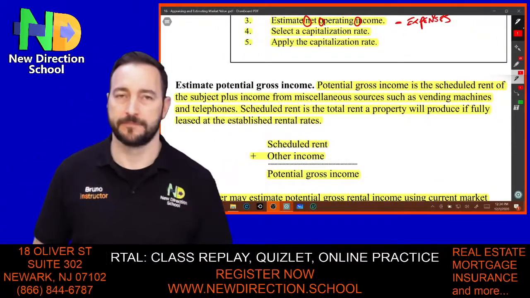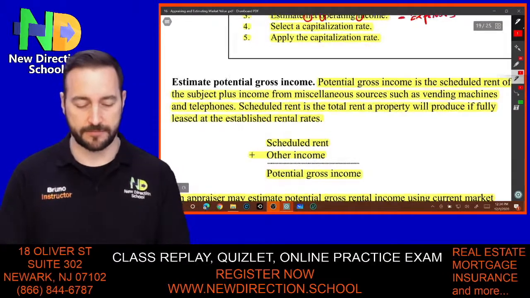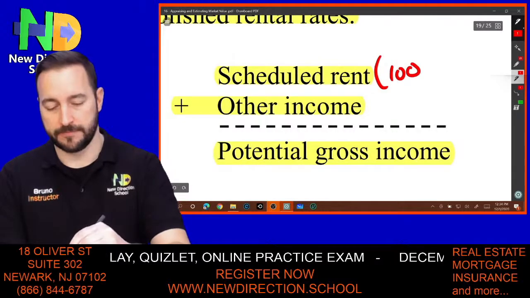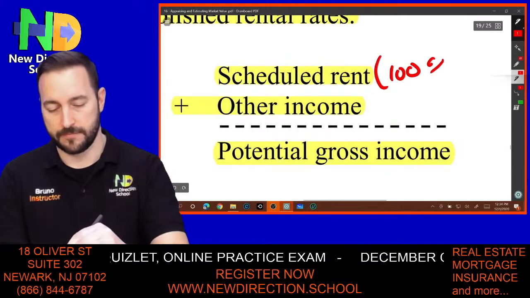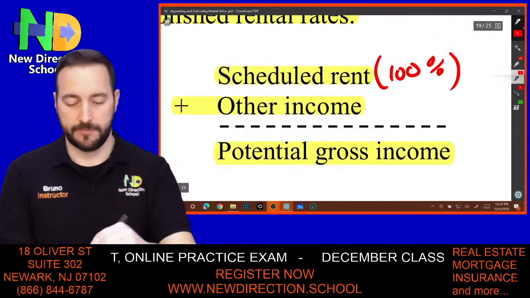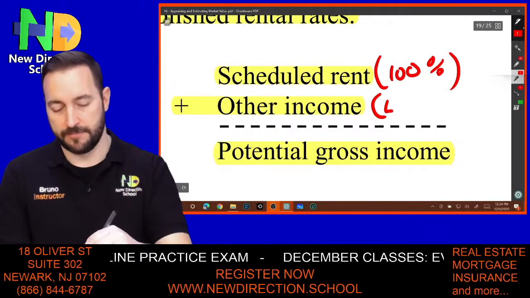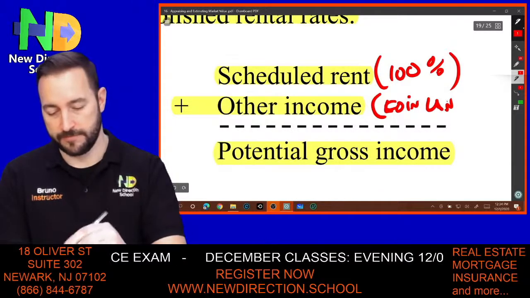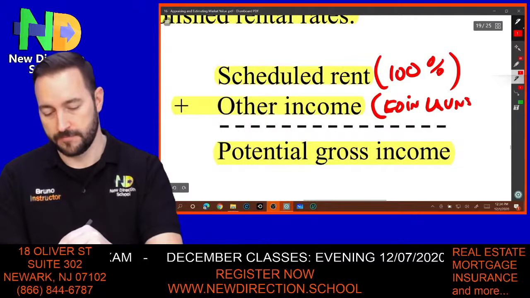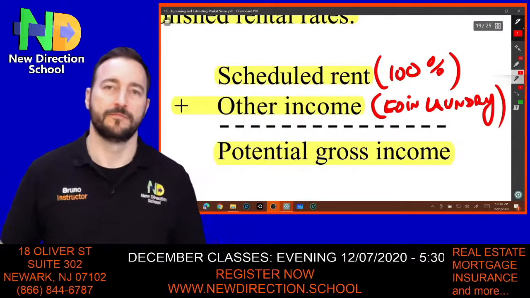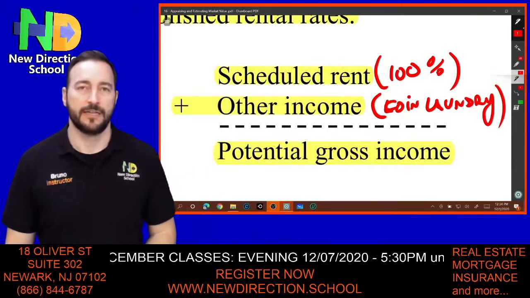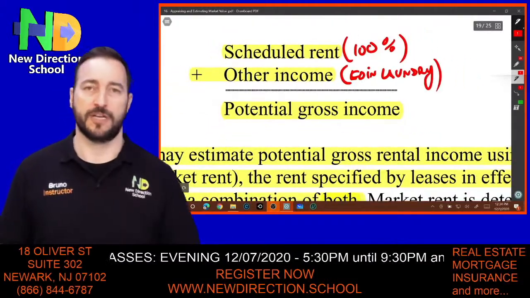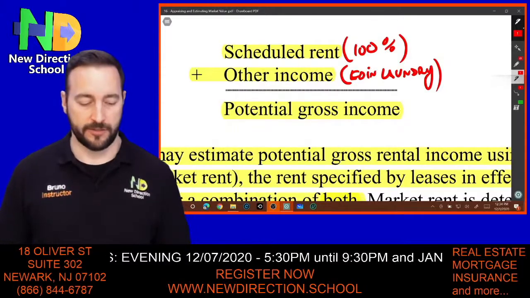Okay? So, potential gross income is the scheduled rent. Scheduled rent, again, 100%. Plus other income, like, let's say, the coin laundry machine, as an example. So we're adding other income, and that will reach the potential gross income, which again is 100% occupied, fully performing, and all that stuff.